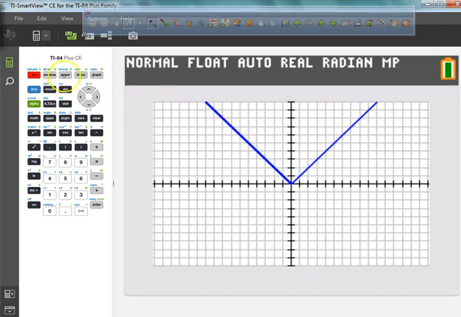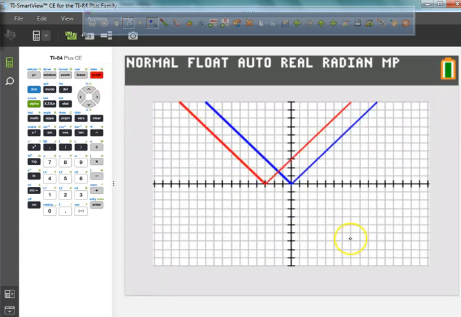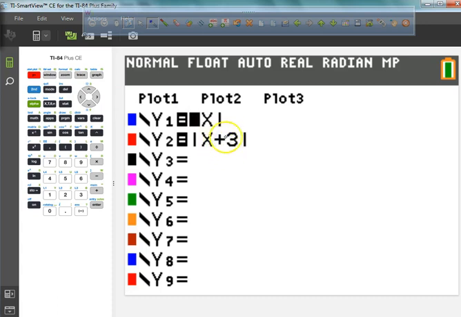Then hit y equals, go down to y2. I'm going to hit alpha window enter, make it faster. I'm going to type in x plus 3. Now hit graph, look what happens. It shifts it over what? 3 units to the left. You said x minus 3? Nope. X plus 3, right here. 3 units to the left.